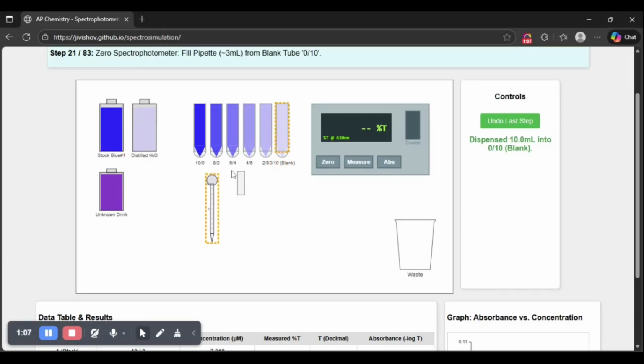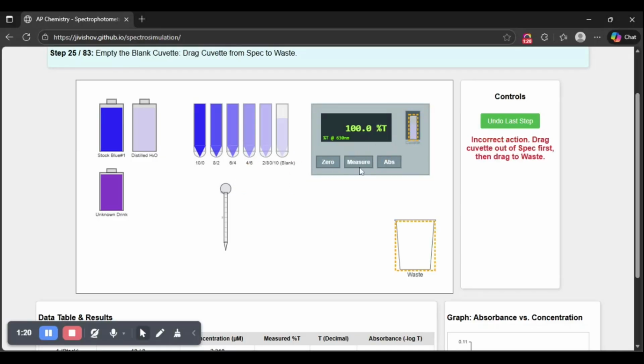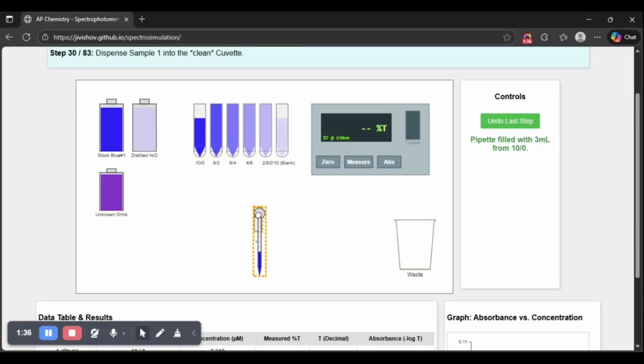And now that we're done with that, we're going to start measuring the blank here on the spectrophotometer. Zero, then dispense, rinse, waste. And we're going to repeat that with each solution.